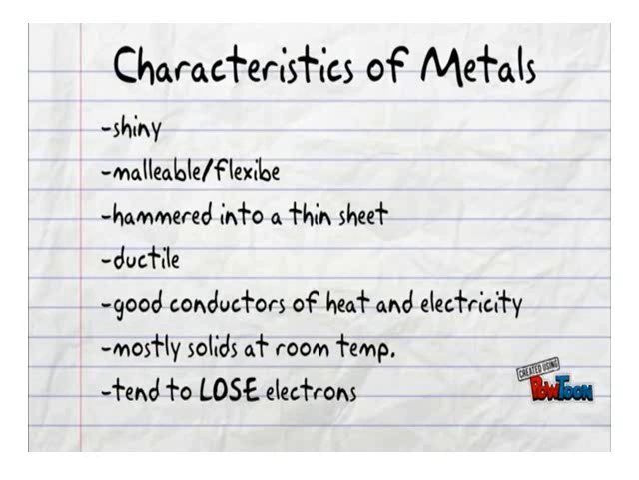Metals are all shiny, that means they are lustrous. Metals are malleable, that means they are flexible. Hammered into thin sheets, that means it is ductile. Good conductors of heat and electricity. Most of them are solid at room temperature. And metals tend to lose electrons. This is a very unique property of metals. This property we will discuss when we go to the chemical reactions. So these are the characteristics of metals.